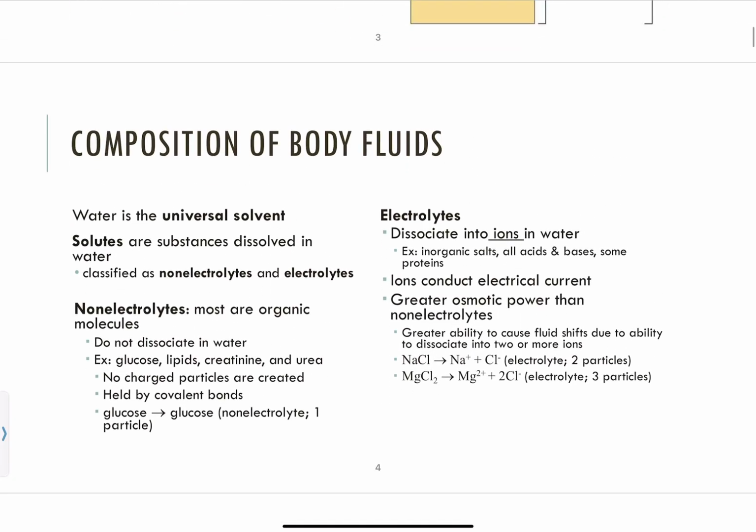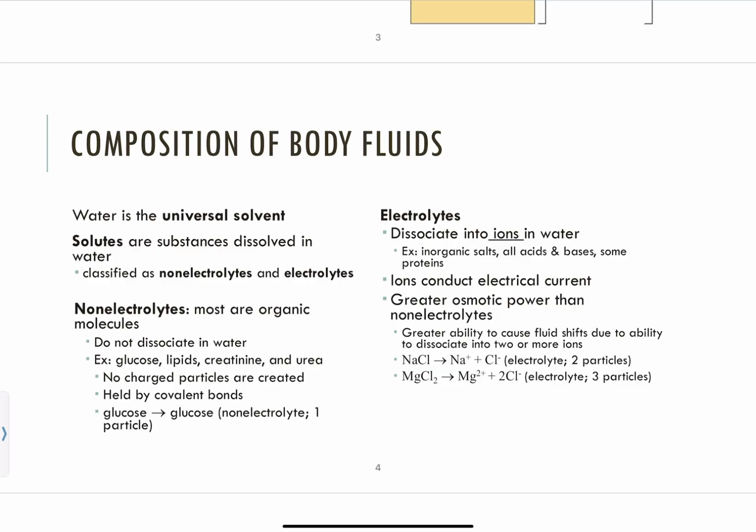Really important is understanding the difference between a non-electrolyte and an electrolyte, because a lot of this chapter is going to talk about osmosis. And if you remember what osmosis is, it's the movement of water from an area of low solute concentration to an area of high solute concentration. So if we're talking about concentration of solutes, we could care less what the solute is. What we care about is the number of solutes that we have.